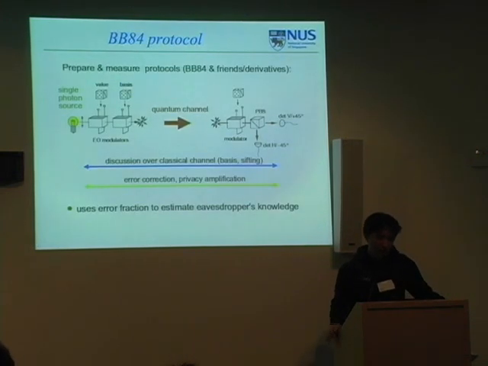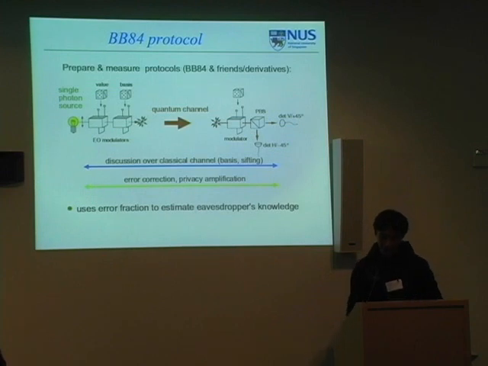So what I was describing just now is actually called the BB84 protocol. It's also called a prepare and measure protocol, because what Alice has to do is prepare the polarization states of her single photons, and then send it across to Bob, and then Bob has to measure the polarization states.